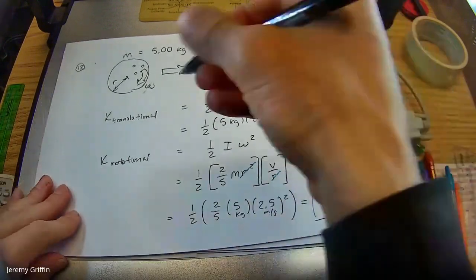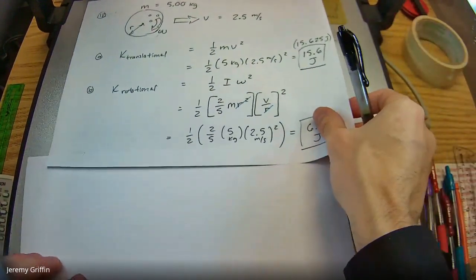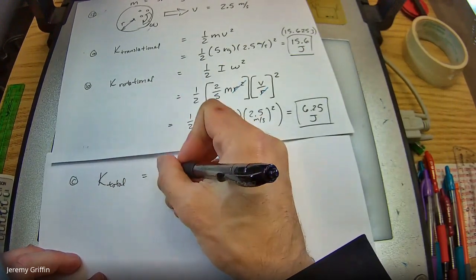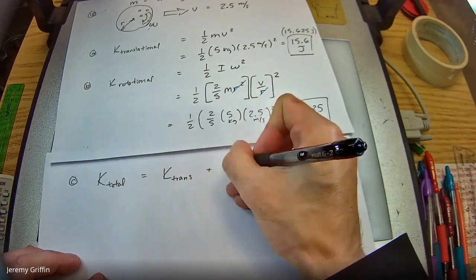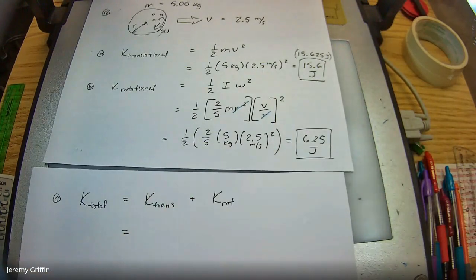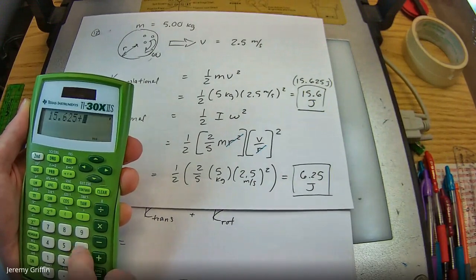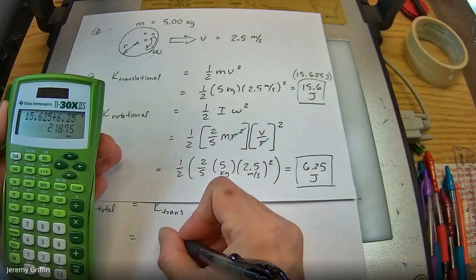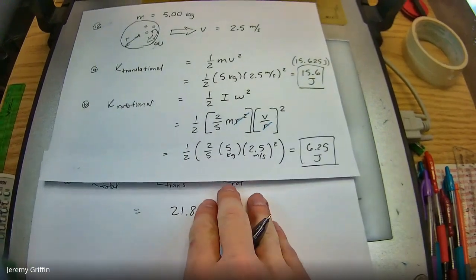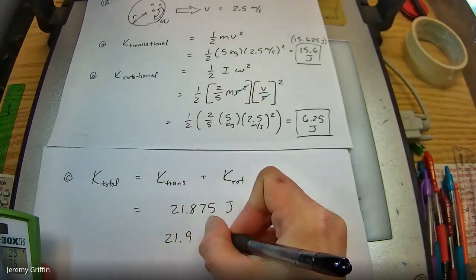Now that was part A and part B. Part C says what's the total kinetic energy. So C, K total. Wouldn't that just be K translational plus K rotational? Right. So it's going to be 15.625 joules plus 6.25 joules. And I'm looking at 21.875 joules. Right. That's really too many digits. Maybe I could say 21.9. That's about all I could really know. 21.9 joules.